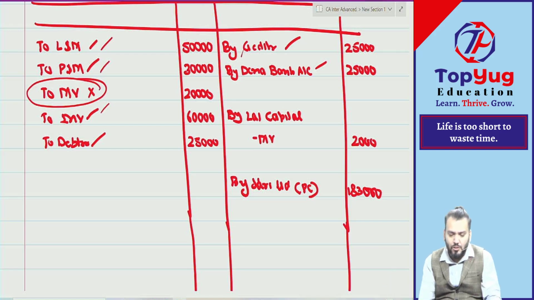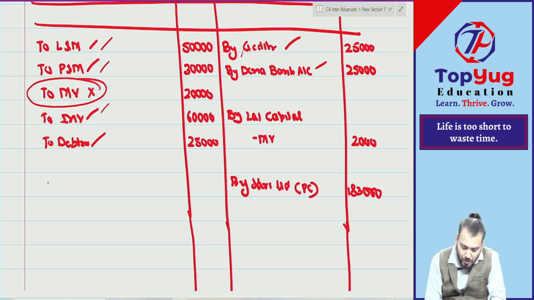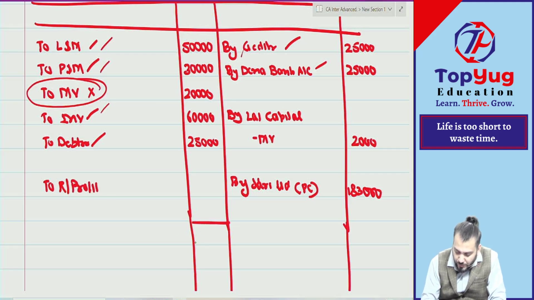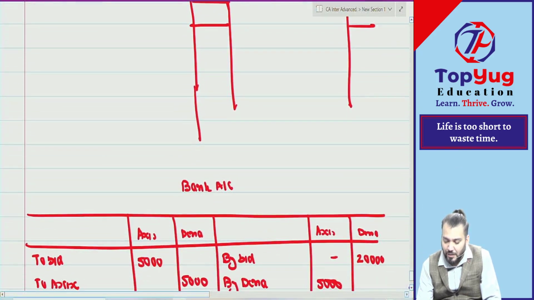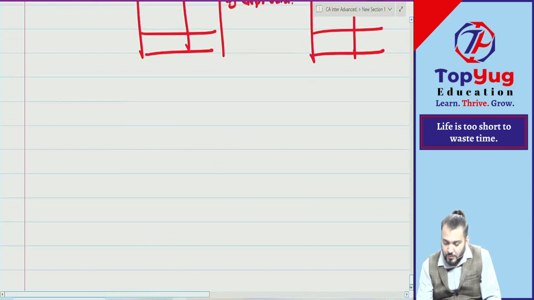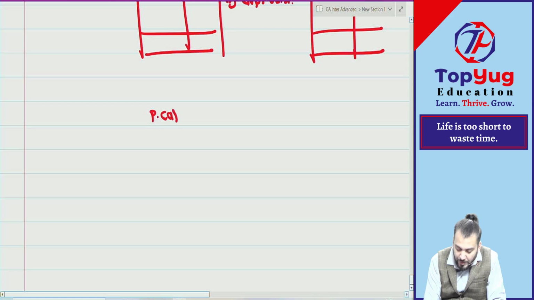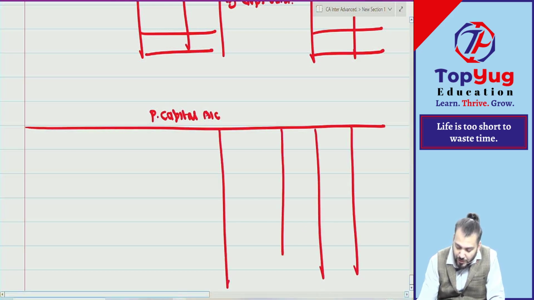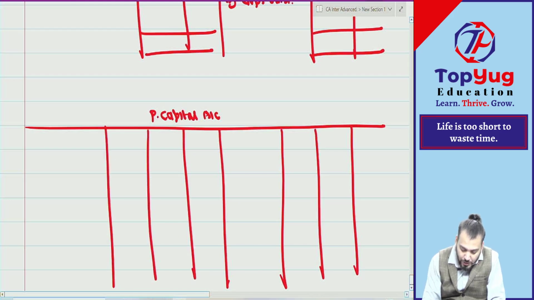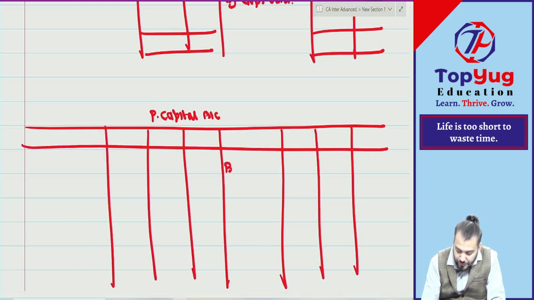Understood? Correct. Now I think realization account is over. So can you give me realization profit? Realization profit how much? 50,000 will be transferred to partners' capital accounts in profit sharing ratio. Yes, sir. So now we can prepare partners' capital account. Let us prepare partners' capital account. Of course, you are going to help me. There are how many partners? 3 partners. We will open how many columns? 3 columns. Can you give me opening balance?